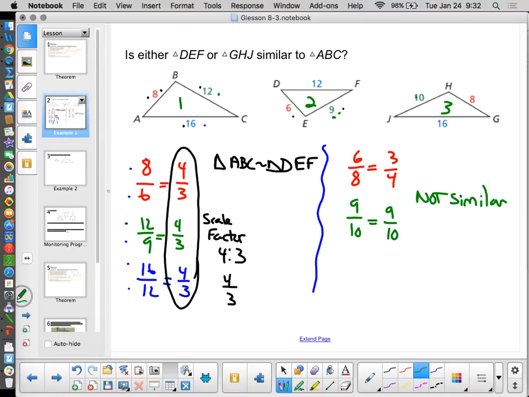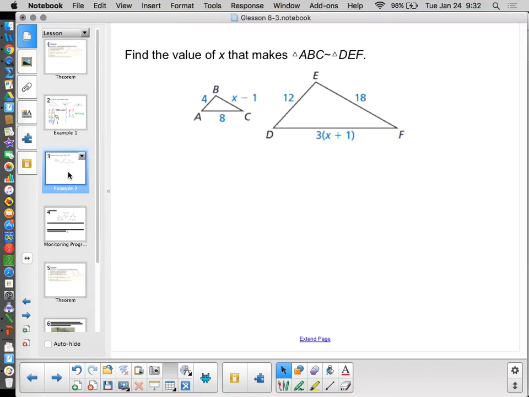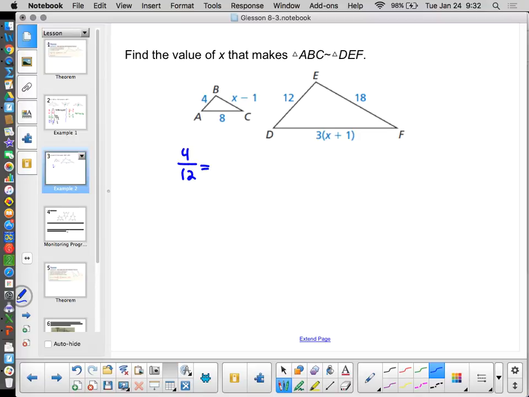So we've compared triangles and we found that they're similar. We can also use this backwards, and this is really more like what we've done before. Find the value of x that makes them similar. Now we're going to have to set up and solve a proportion to do this. Notice I know what the short sides are. The short sides are 4 and 12. So 4 over 12 reduces to 1/3. So these other ratios also have to equal 1/3.